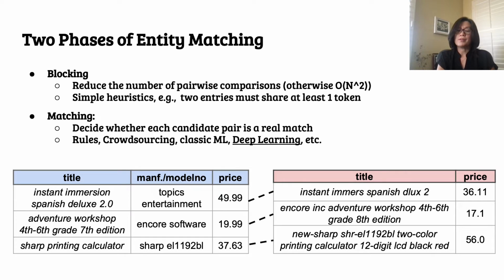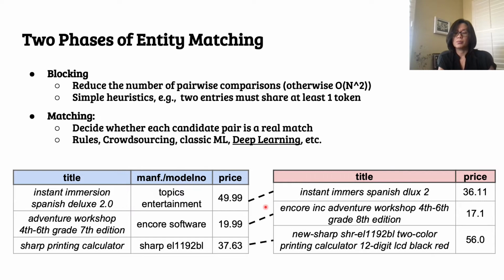The blocking phase typically uses simple heuristics. So an example heuristic we can use here for these two tables could be that viable candidate pairs must share at least one token in the title. If we apply this heuristic, instead of 9 pairs that we have to compare, we are immediately reduced to these 3 pairs shown in dotted arrows here.